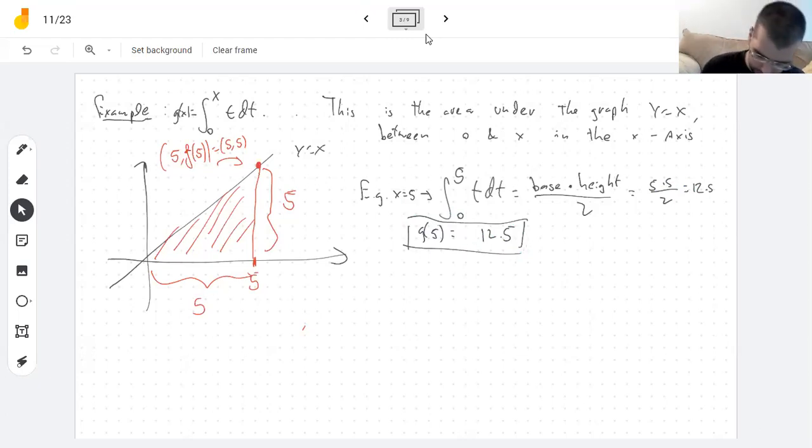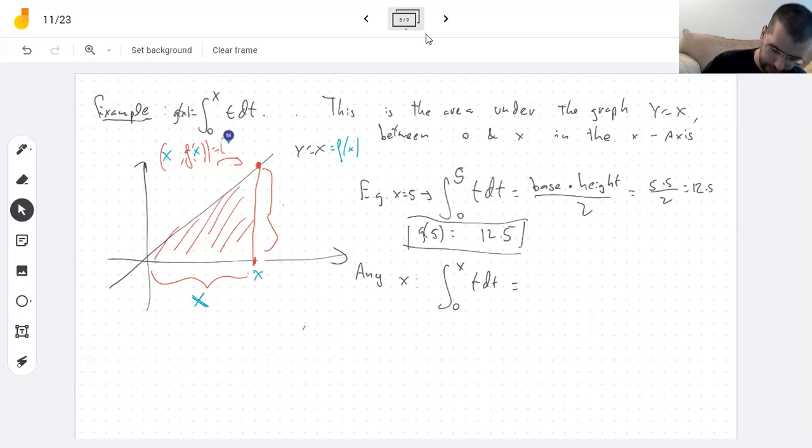But of course, I can do the same thing for any x and give a formula. Now I have x here. It's not 5 anymore. So the length of the base is also x. And this point has coordinates x, f of x, and the function is the identity, f of x equals itself. So this is the point with x and y coordinate equal to x. And that makes the height of the triangle the exact same.